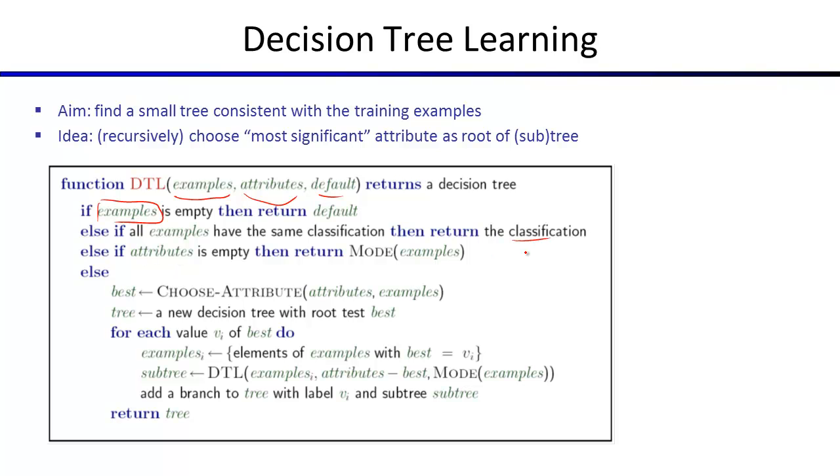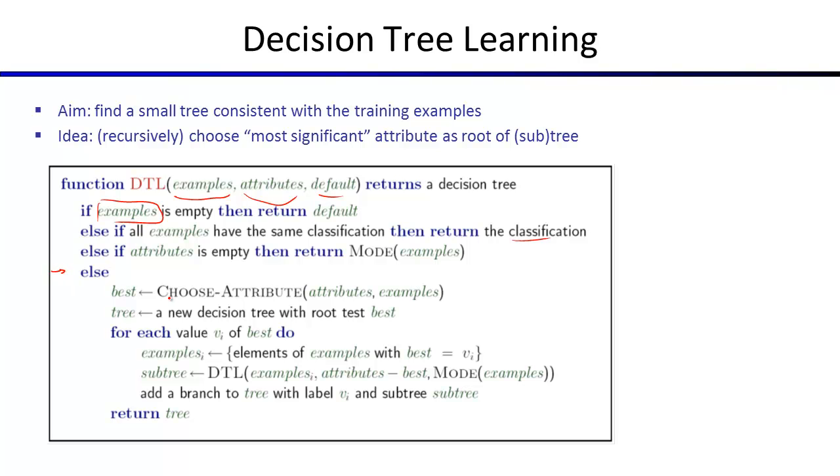So you just return that classification. If your attributes are empty, meaning you have done so many splits working down your way in the tree that no attributes are left to split on, well, then all you can do is look at your examples, take the majority vote in terms of labels they have, and return that as what you would return in that branch of the tree. The typical case would be that none of these base cases are true.